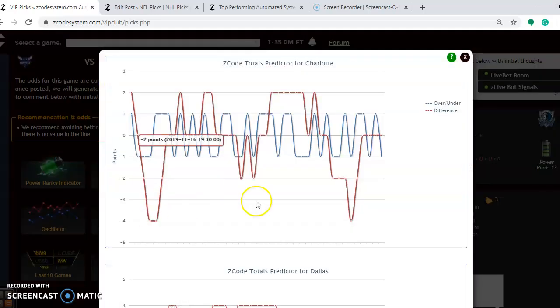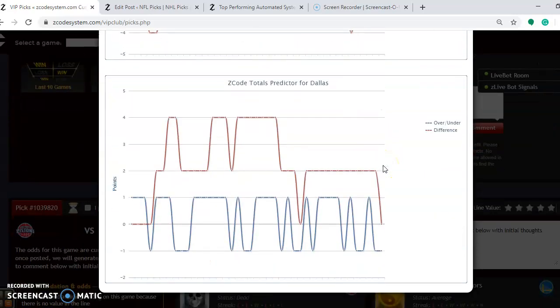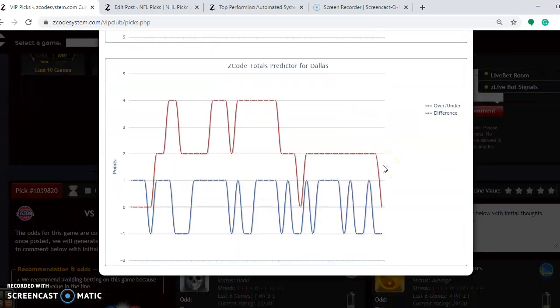If considering the over and under, like we usually do, you can see that Charlotte is playing in games trending over the line, and you can see that Dallas is trending in games over the line as well.